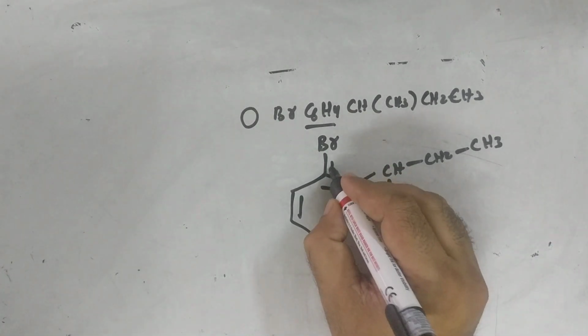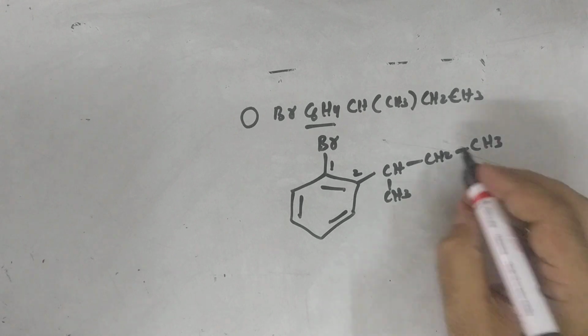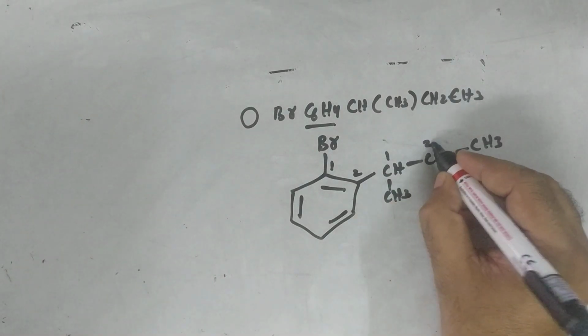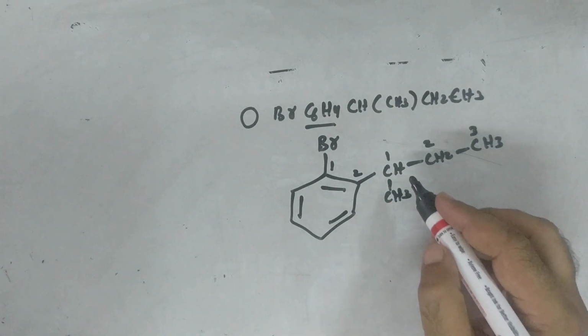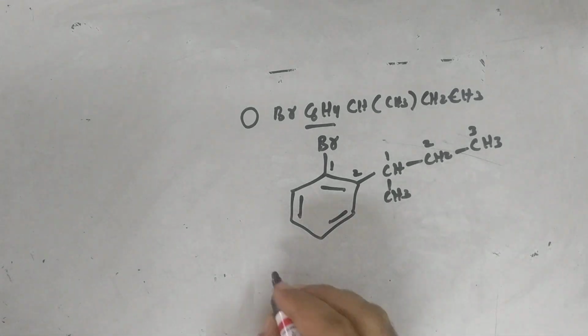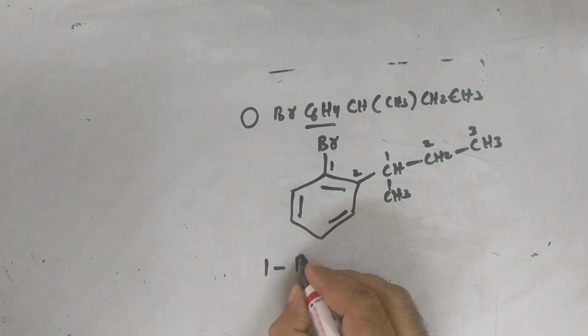This is 1. This is 2. We number it separately, starting from the carbon attached to the benzene ring. So this group is 1-methyl propyl. So we call it as 1-bromo.